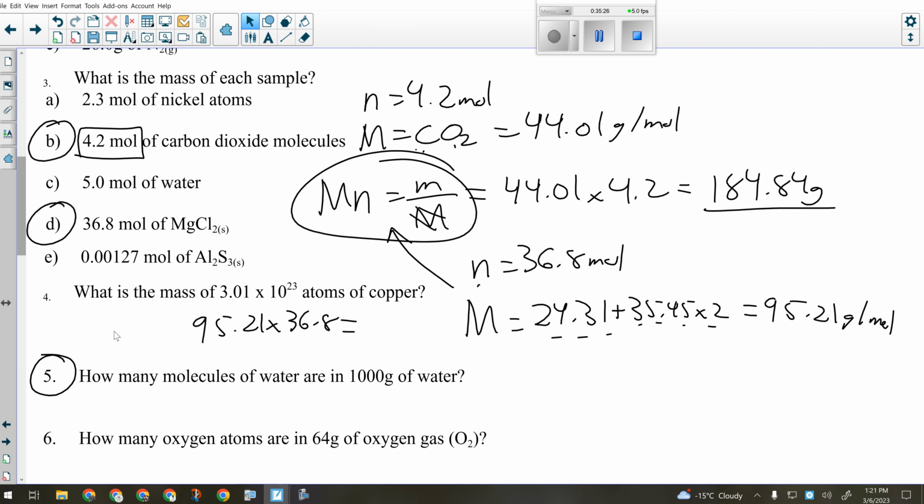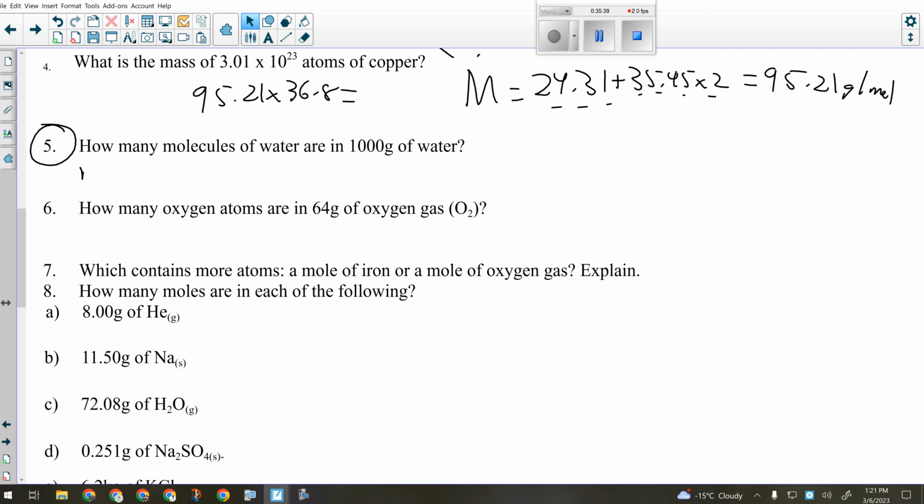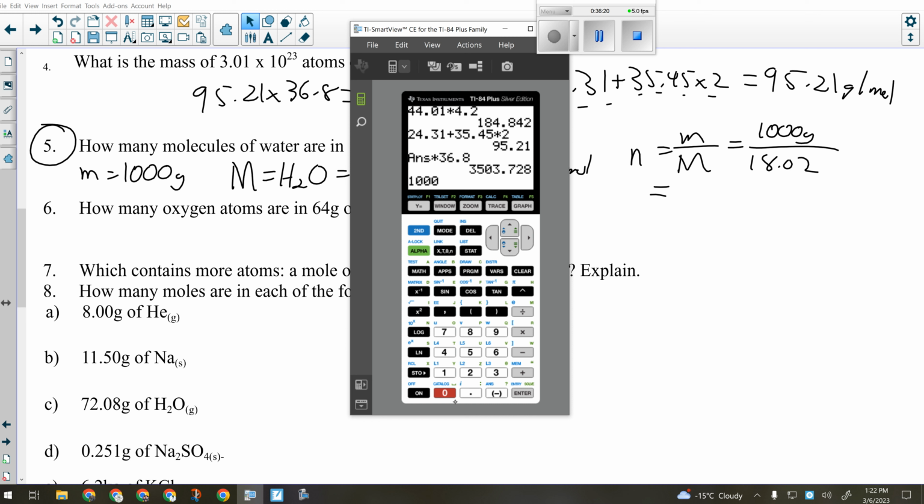All right, now number five is more like our third example, where we have to use Avogadro's number in order to calculate the number of molecules. We know the mass, little m, it's 1,000 grams, and we know it's water, H2O. So that's 1.01 times 2, our two hydrogens, plus one oxygen, which is 18.02 grams per mole. Now that I've got little m and big M, I can calculate the number of moles. That'll be 1,000 grams, which is 1 liter of water by the way, divided by 18.02. So we got 55.49 moles.